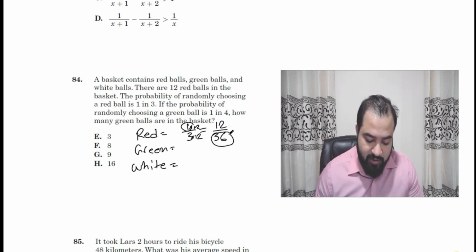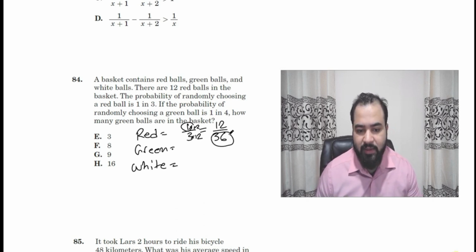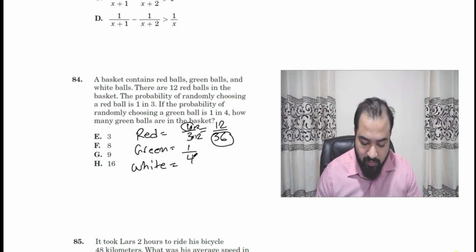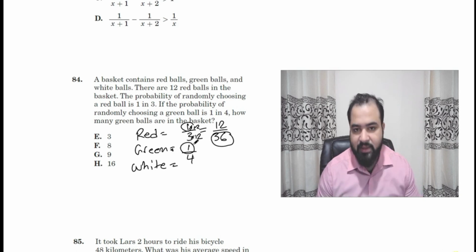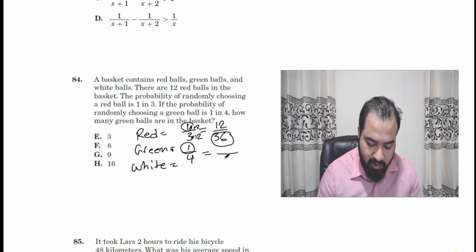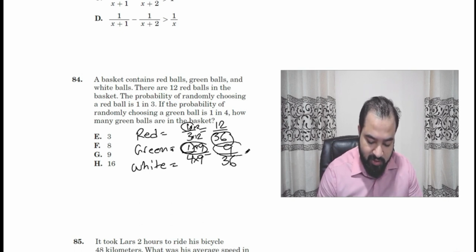Now it says if the probability of randomly choosing a green ball is 1 out of 4. So randomly choosing green is 1 out of 4. Again, it doesn't mean that I have only one green. This fraction is simplified. So what was the original fraction? I know that the total is 36. How do I make 4 into 36? I have to multiply by 9, top and bottom. So 9 times 1 is 9. That's how I know I actually have 9 green.